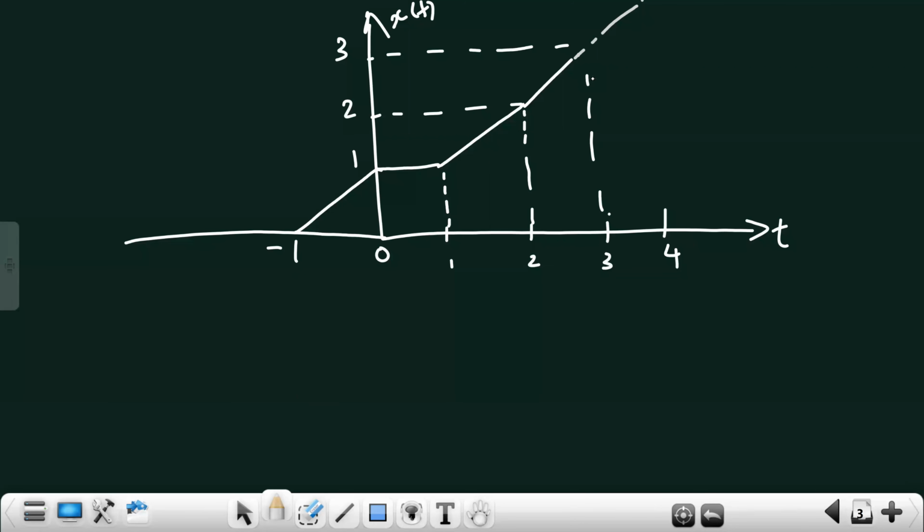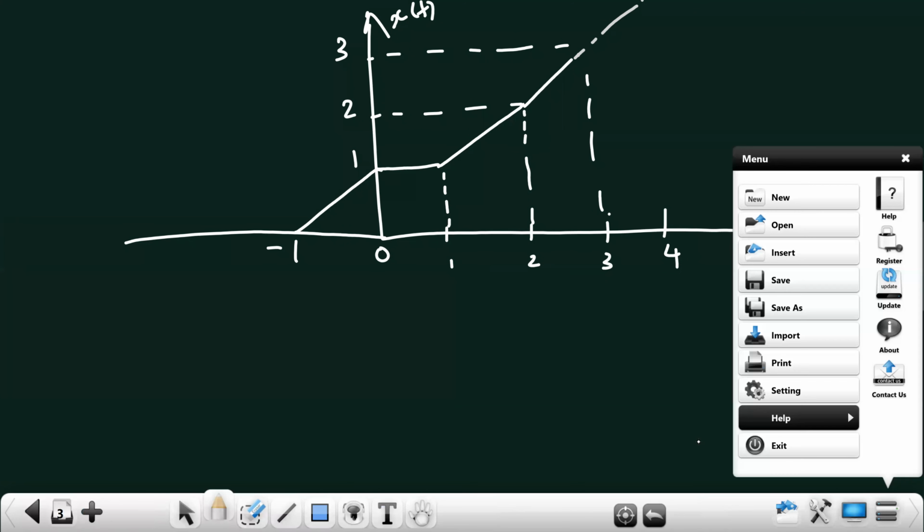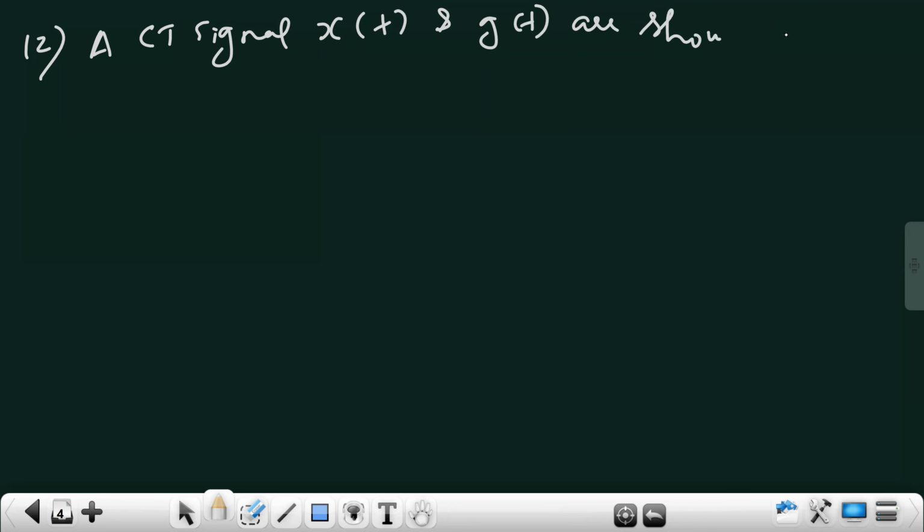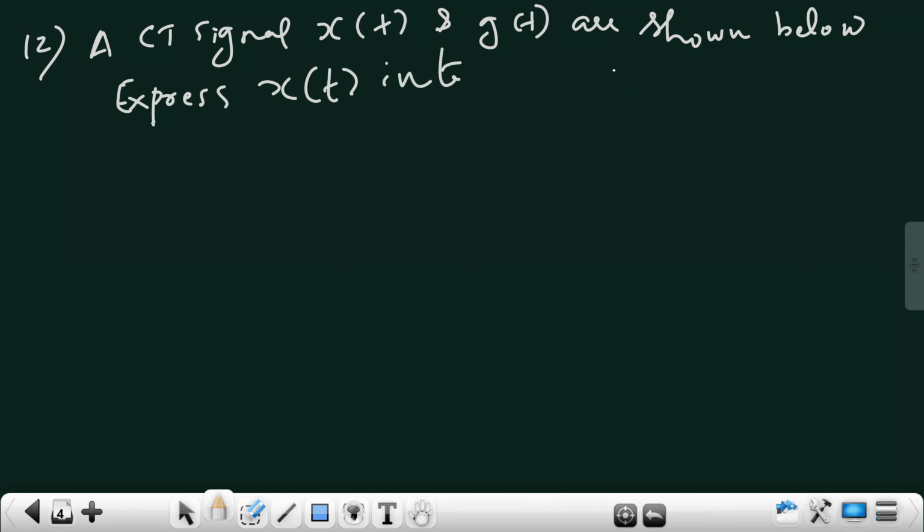So I'll move to the 12th question of the question bank. 12th question, please take it down. CT signals x of t and g of t. Continuous time signals x of t and g of t are shown below. Express x of t in terms of g of t.